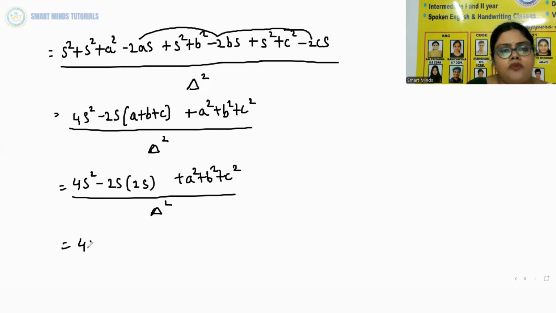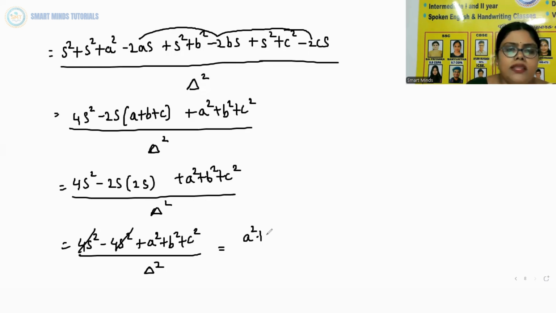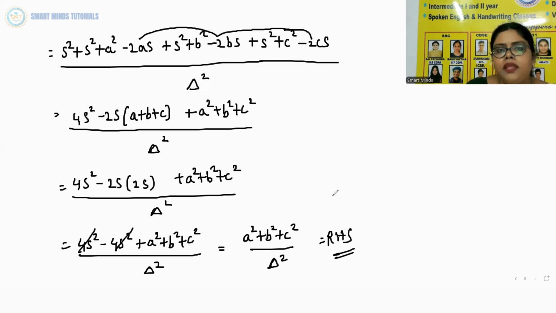Now that is 4s square minus 4s square plus a square plus b square plus c square by delta square. 4s square minus 4s square cancel. So a square plus b square plus c square by delta square. This is the RHS. Hence proved.